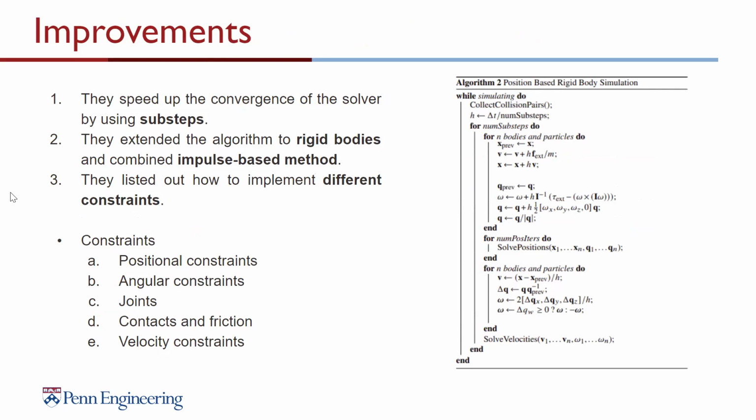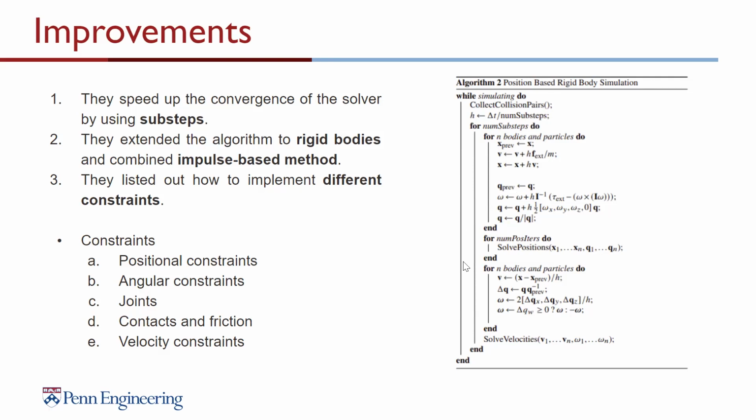One, they speed up the convergence speed by using a thing called substeps. And second, they extended their algorithm to the rigid bodies, and they actually combine position-based dynamics with impulse-based dynamics. And also they listed out how to implement different kinds of constraints, which are listed below.